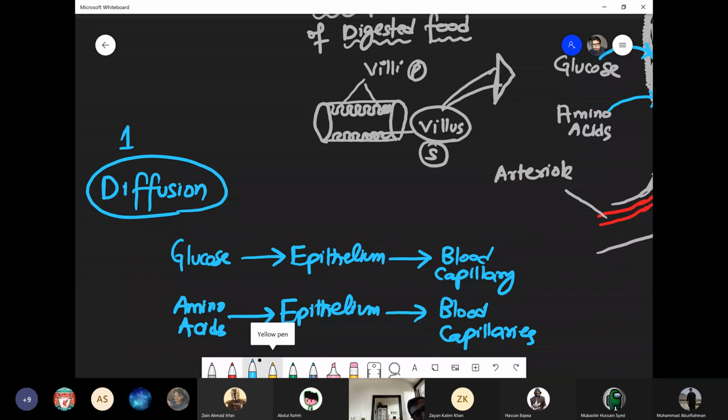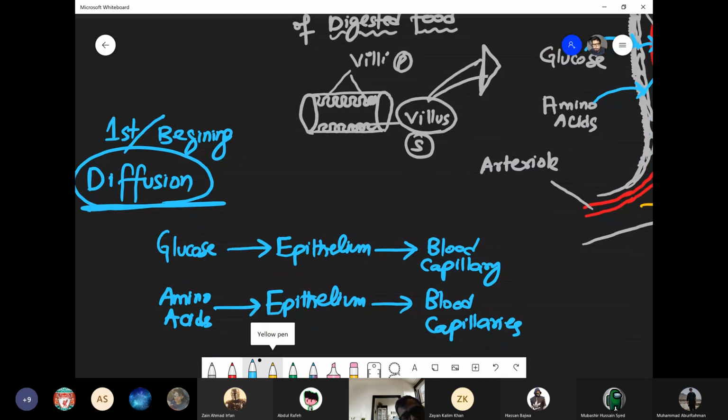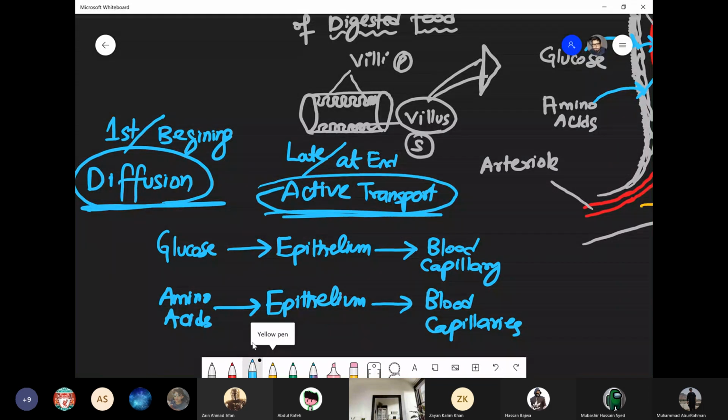First, or in the beginning, it will be by diffusion from high concentration to low concentration. But later on, or at the end, it happens by active transport. Now, I have taught you about active transport in first term, that it is the movement of molecules from low concentration to high concentration. Right, boys? So from low concentration to high concentration.